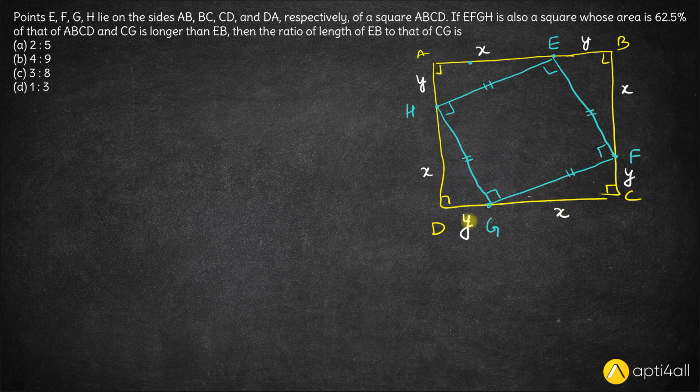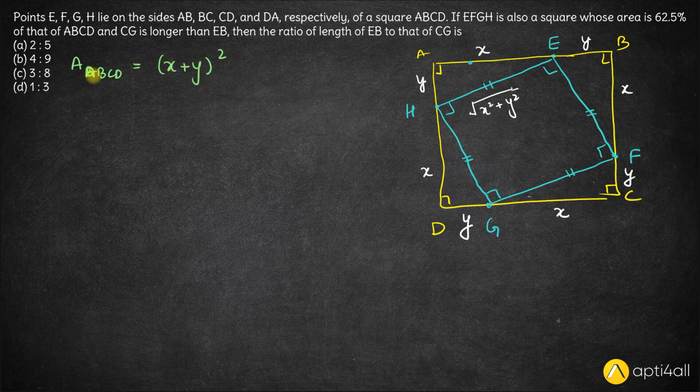So if this is X and this is Y, we will have X and Y in the same fashion all around, right? So what will be the length of this side? Since this is a right angle triangle and HE is the hypotenuse, this will be square root of X square plus Y square. Right? Hypotenuse square is the sum of the squares of the other two sides. So now, what is the side of ABCD? X plus Y. So area is side whole square.